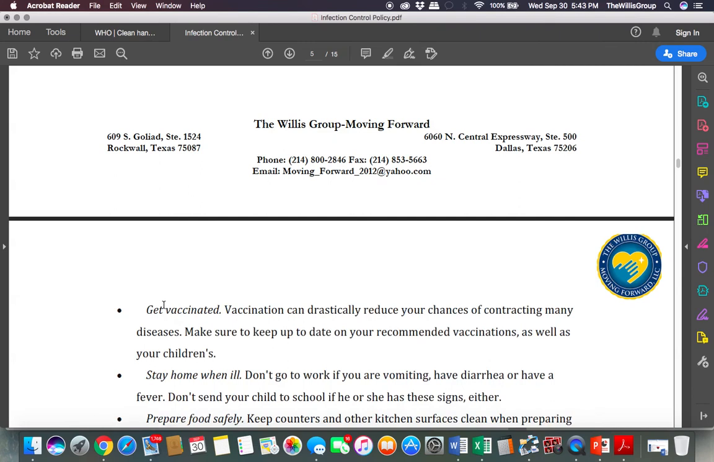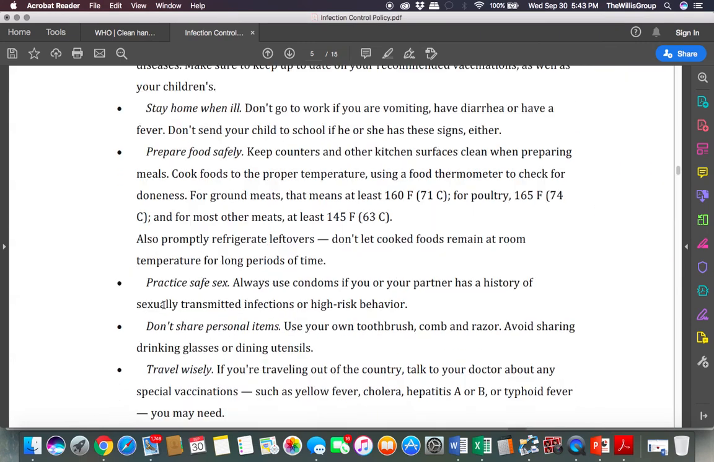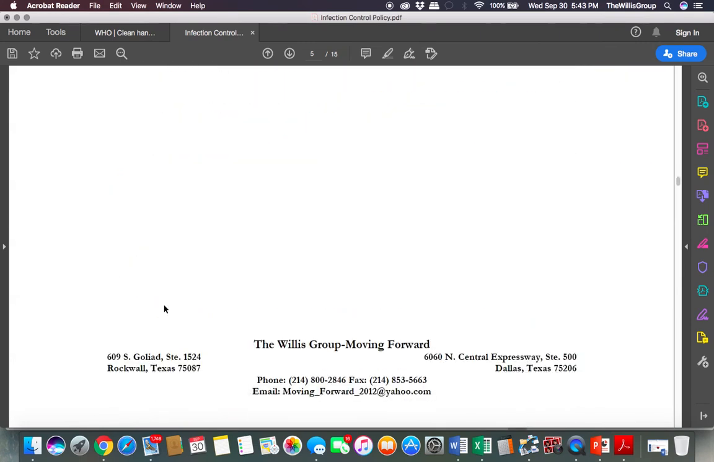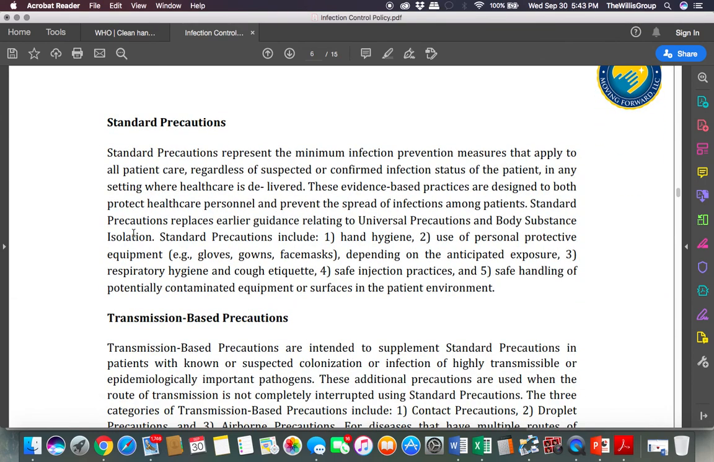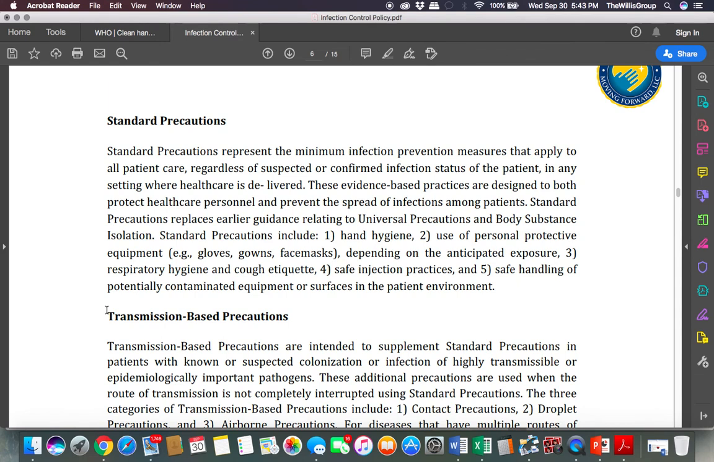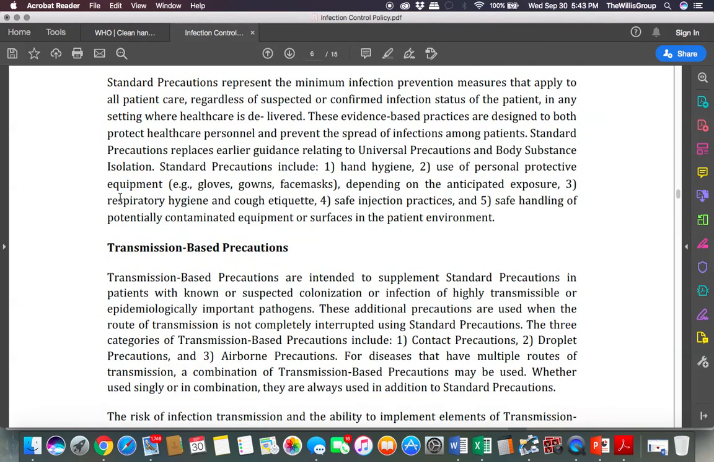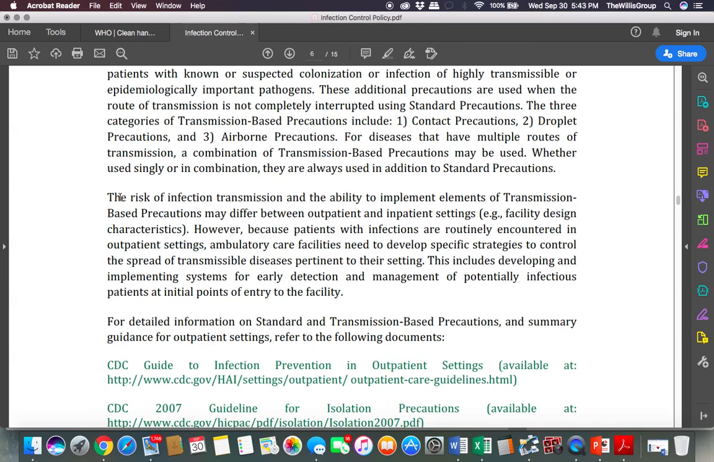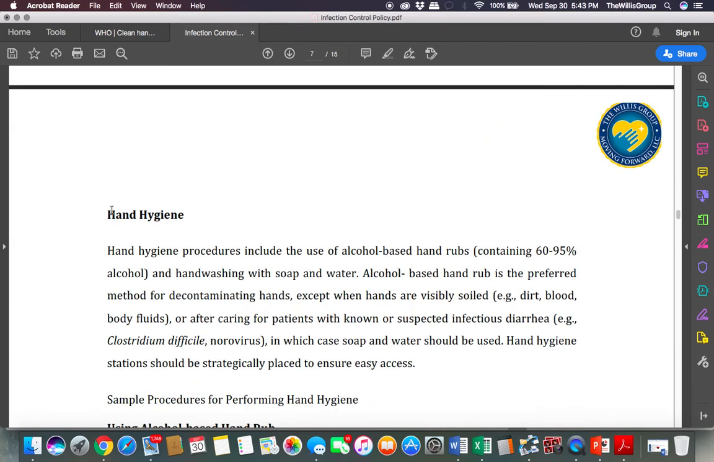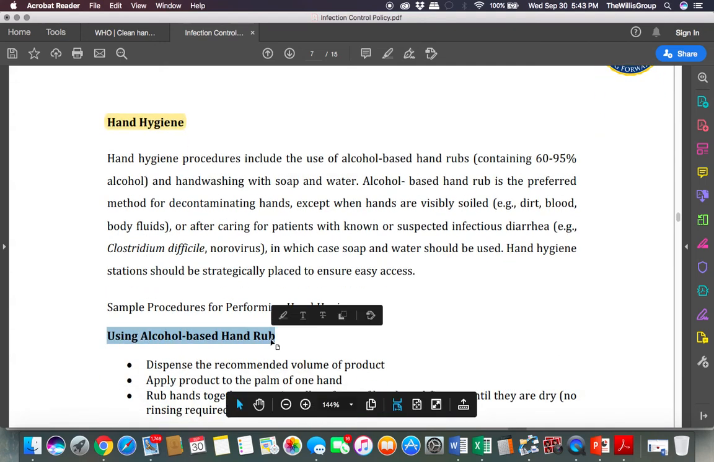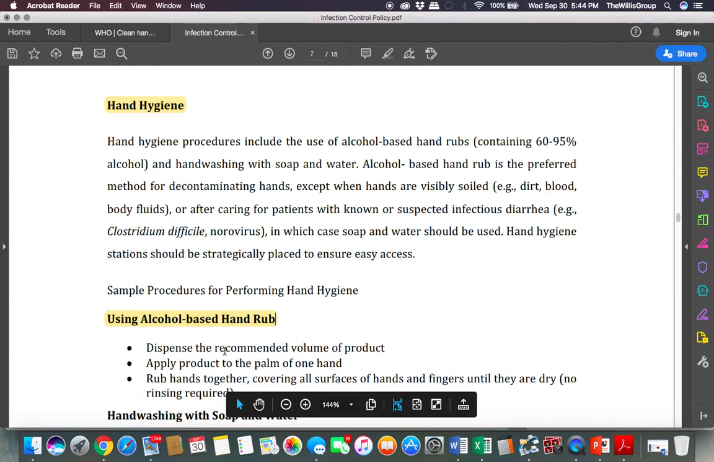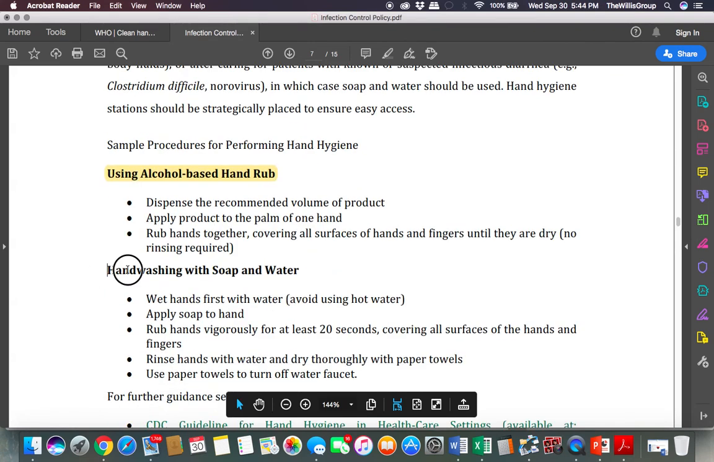Okay, so our policy just goes through and again talks about the things that we just discussed. We talked in our policy about standard precautions as well as transmission-based precautions, and now you know the difference between the two. Again, as we keep saying, hand hygiene, but also you can use an alcohol-based hand rub or sanitizer, or just simply hand washing with soap and water for 20 seconds.